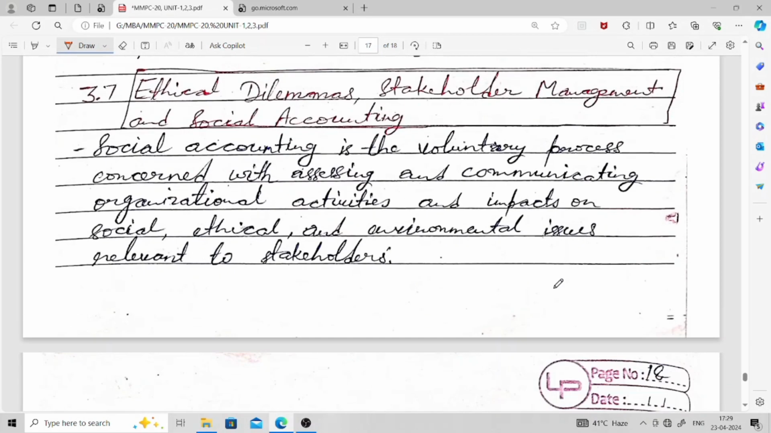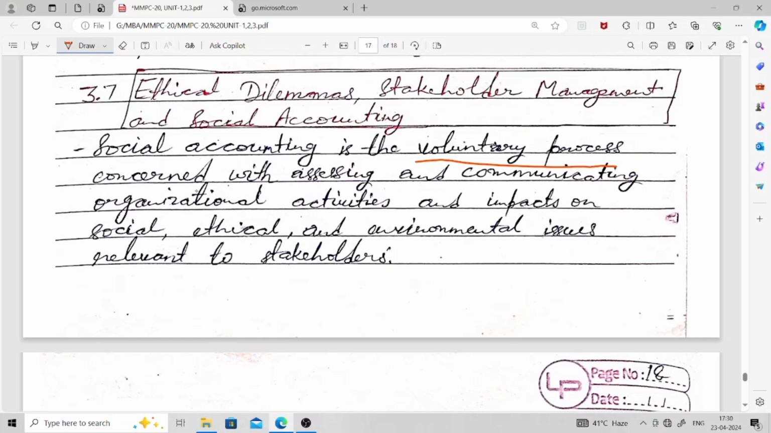Then you have ethical dilemmas, stakeholder management, and social accounting. So how these things are related with each other, that's what we are going to see. What is social accounting? Social accounting is the voluntary process concerned with assessing and communicating organizational activities and impacts on social, ethical, and environmental issues relevant to stakeholders. Now you see, social accounting is a voluntary process.